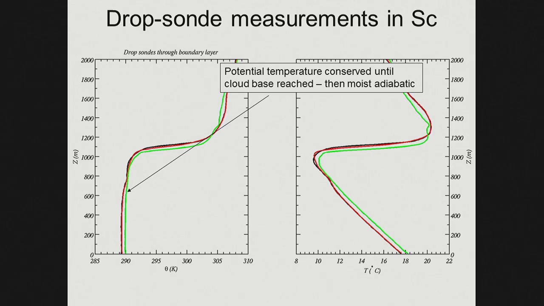Entrainment. Climate modellers hate entrainment because it's a small scale process. So what that means is their models, the climate models, cannot resolve this process. They cannot resolve the mixing that occurs between the air above the inversion and the cloud layer.